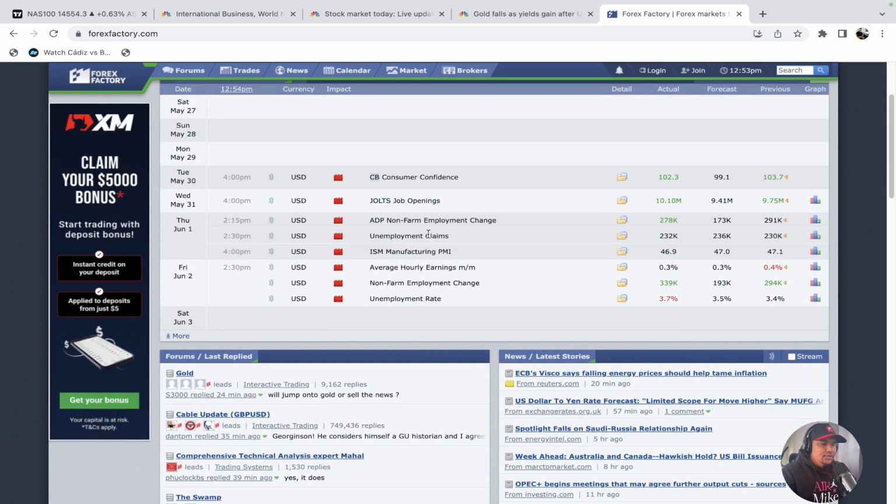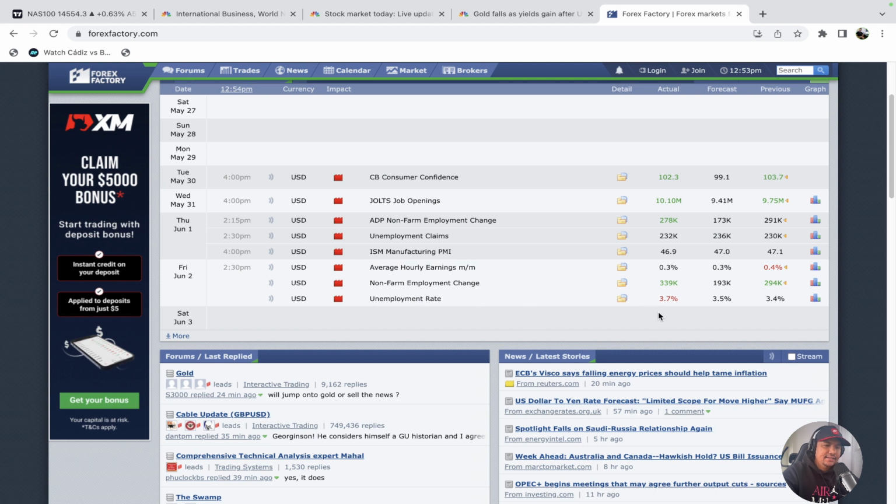And then we've got the JOLTS job openings, which is basically a survey that is conducted. The ADP is also a survey conducted. Then we got the unemployment claims, which is like UIF here in South Africa. So if you lose your job and you go file for unemployment. Then we got the manufacturing purchasing managers index, and then we obviously got the NFP.